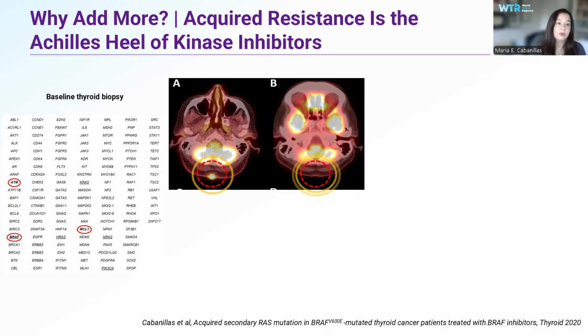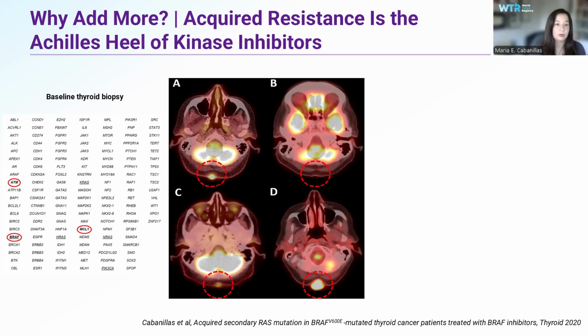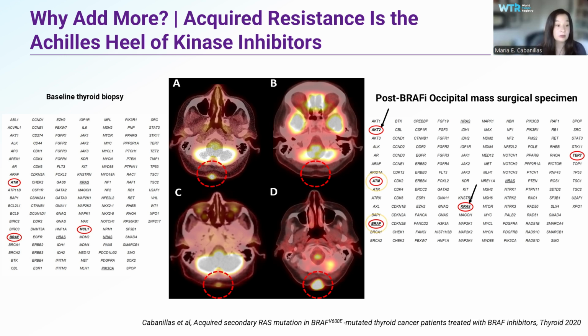So here's an example of a patient who had a scalp metastasis, goes on to dabrafenib, does very, very well, and then that metastasis starts to return. The initial mutations consisted of BRAF, ATM, and MCL1. And then we removed this scalp tumor, and what we see is the BRAF continues to be there, as well as the ATM, but also we see AKT2, KRAS, and TERT have emerged.